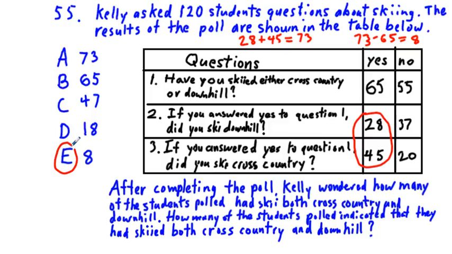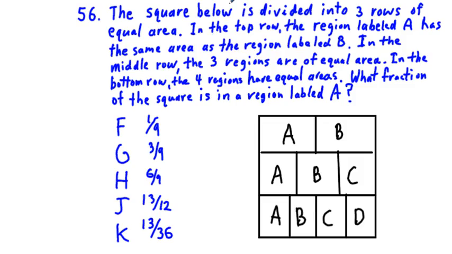And so our answer choice for this one is E. Next, 56. We have the square below divided into segments, and the question says, what fraction of this total square area is region labeled A?